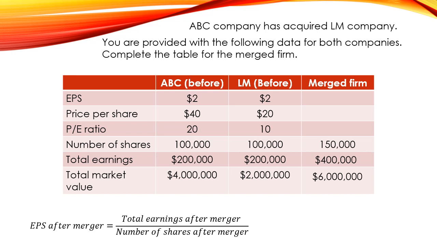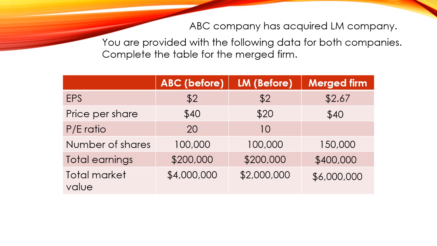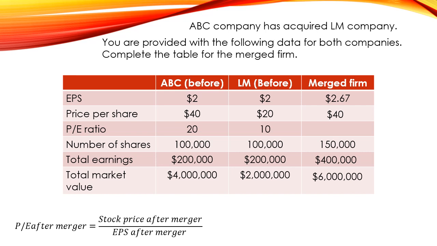EPS after merger is equal to the total earnings after merger divided by the number of shares after merger. So it's the $400,000 divided by the 150,000 shares. So it's equal to $2.67. Finally, we need to determine the price-earnings ratio, which is equal to the stock price after merger divided by the EPS after merger. So it will be equal to 15.